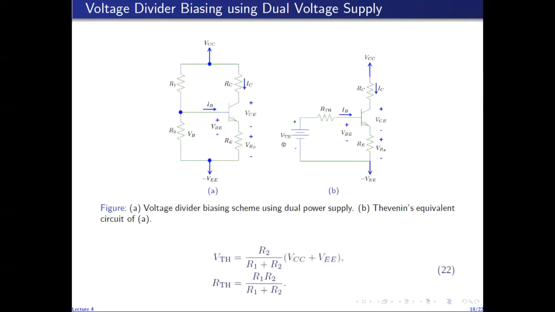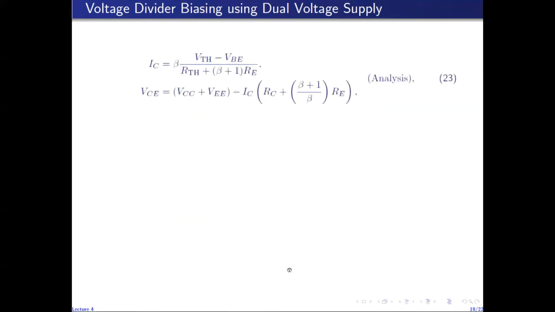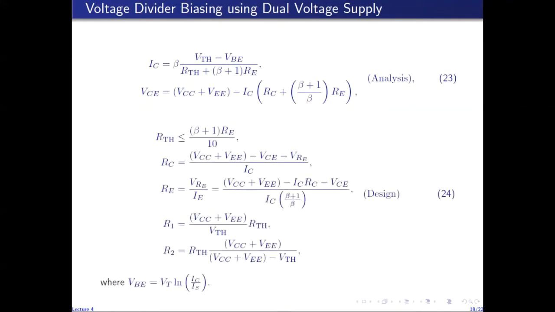So the new Thevenin voltage will have, instead of VCC, VCC plus VEE, because now the total voltage is VCC minus minus VEE. So the total voltage is VCC plus VEE. And the Thevenin resistance will remain the same. So the expressions for the bias points as well as the expressions for the resistances given the bias points will almost be the same. The only difference will be that instead of VCC, you will have VCC plus VEE everywhere, as you can see.